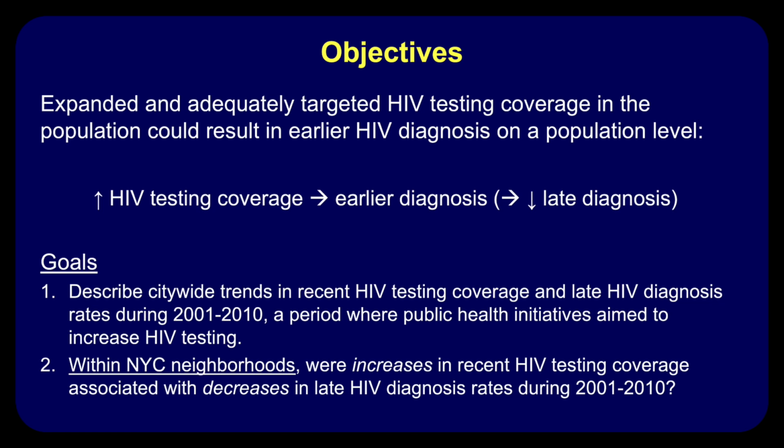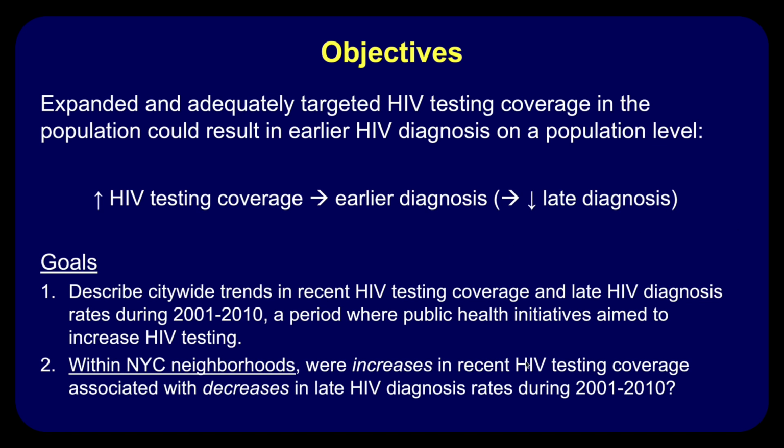So, stating the objectives of the analysis, the hypothesis here is that expanding HIV testing and adequately targeting HIV testing in the population to improve coverage could result in people with HIV being diagnosed earlier than they otherwise might be on a population level. And this is just a little bit of a DAG here. If you increase HIV testing coverage, that can result in earlier diagnosis of HIV on average, and this in turn will reduce the rate of late diagnosis in the population. And then not shown here is that it could also reduce mortality and incidence.